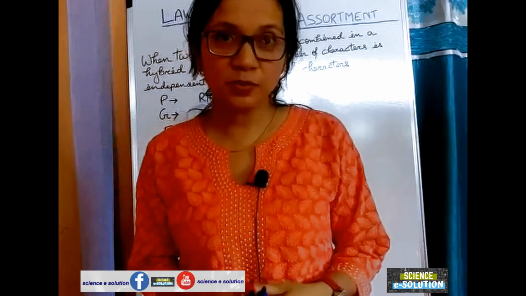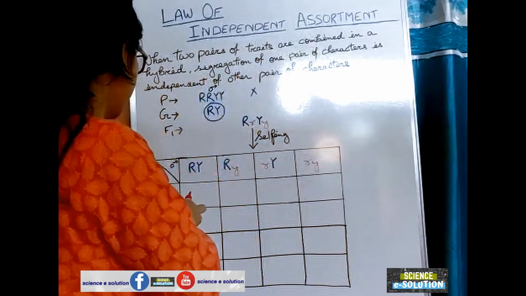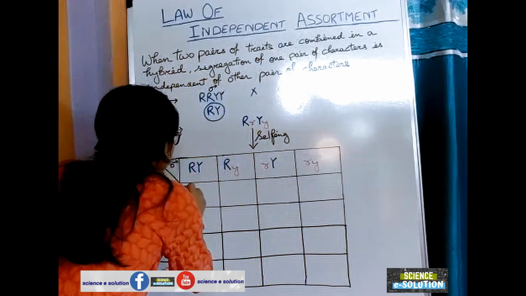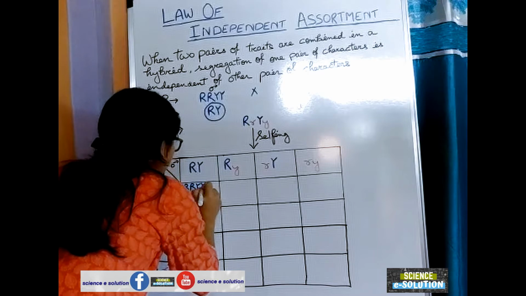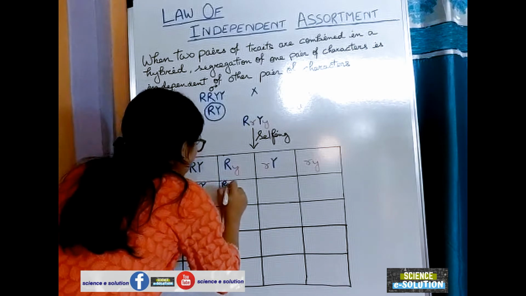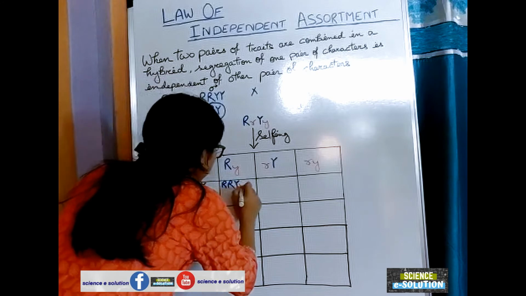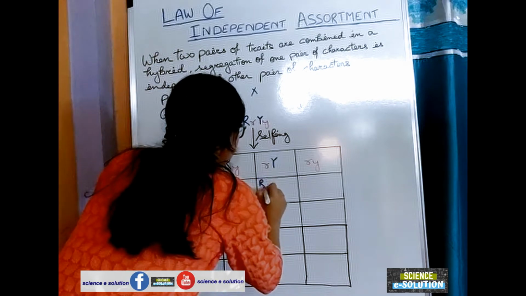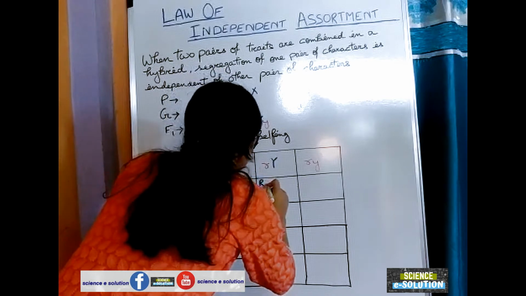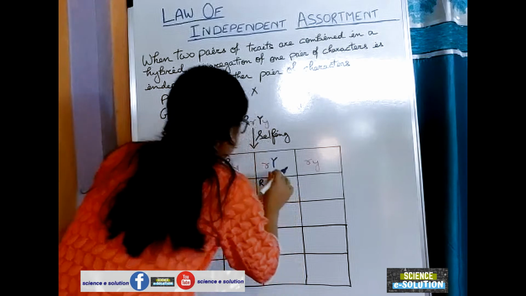Okay, you have distributed all the gametes. Now it's very easy, you just cross them. In this case you will get capital R, capital R, capital Y, capital Y. Here you will get capital R, capital R, capital Y, and small y. Now in this case you will get capital R, small r, capital Y, capital Y.